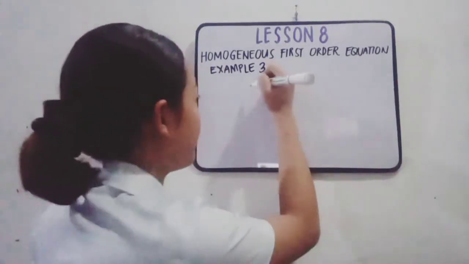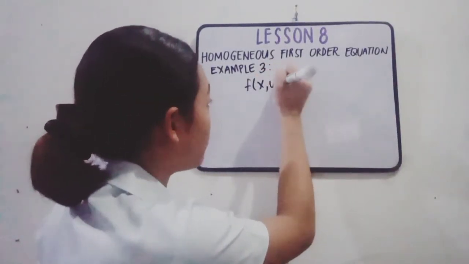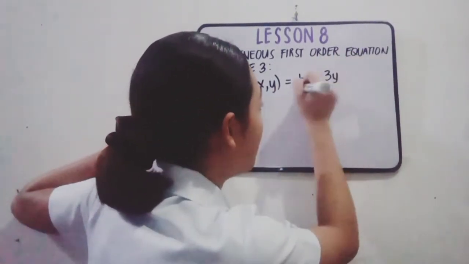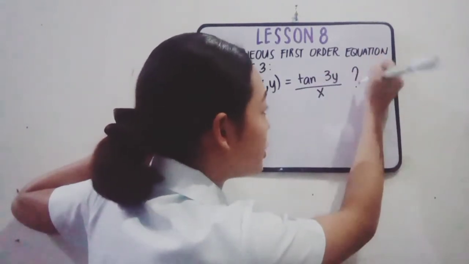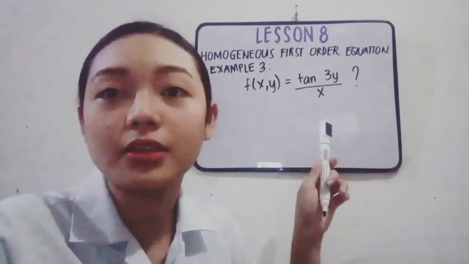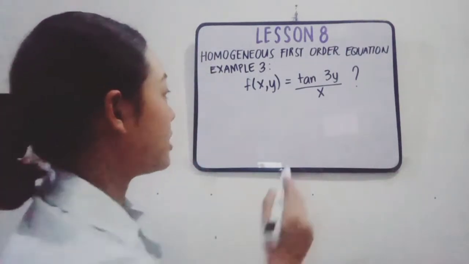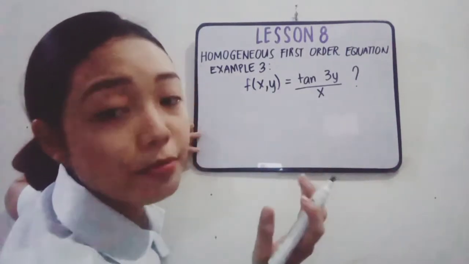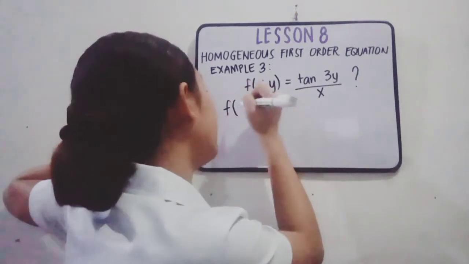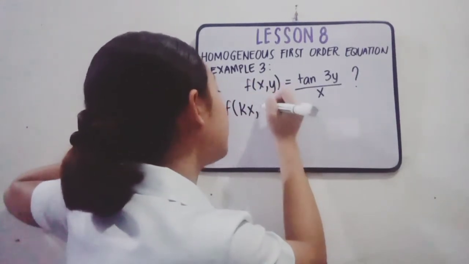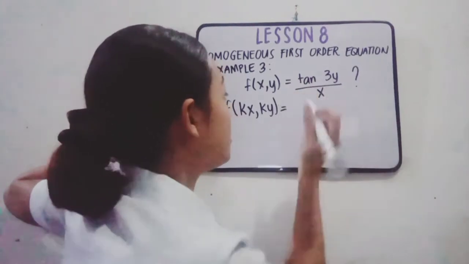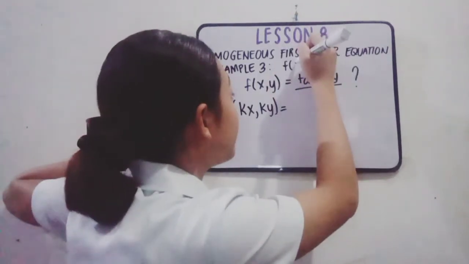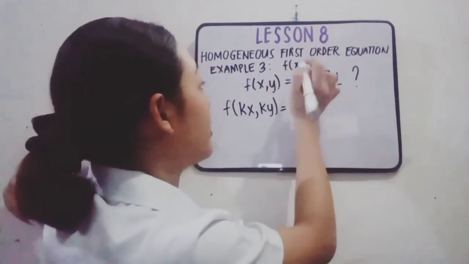Example number 3, f, quantity of x and y is equal to tan of 3y over x. In this case, we will determine whether it is homogeneous or not. So let us first solve para malaman natin. Based doon kanina sa original form, ang sabi doon is yung f, quantity of kx and ky is equal to, which is our original form, f, x, and y. This could be our original form.